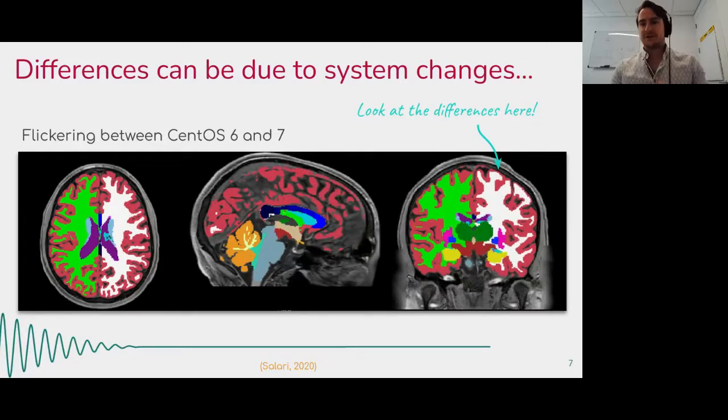So is the flicker coming through properly? Hopefully. It looks like it is from my screen. So, okay, good. Thanks for the thumbs up.